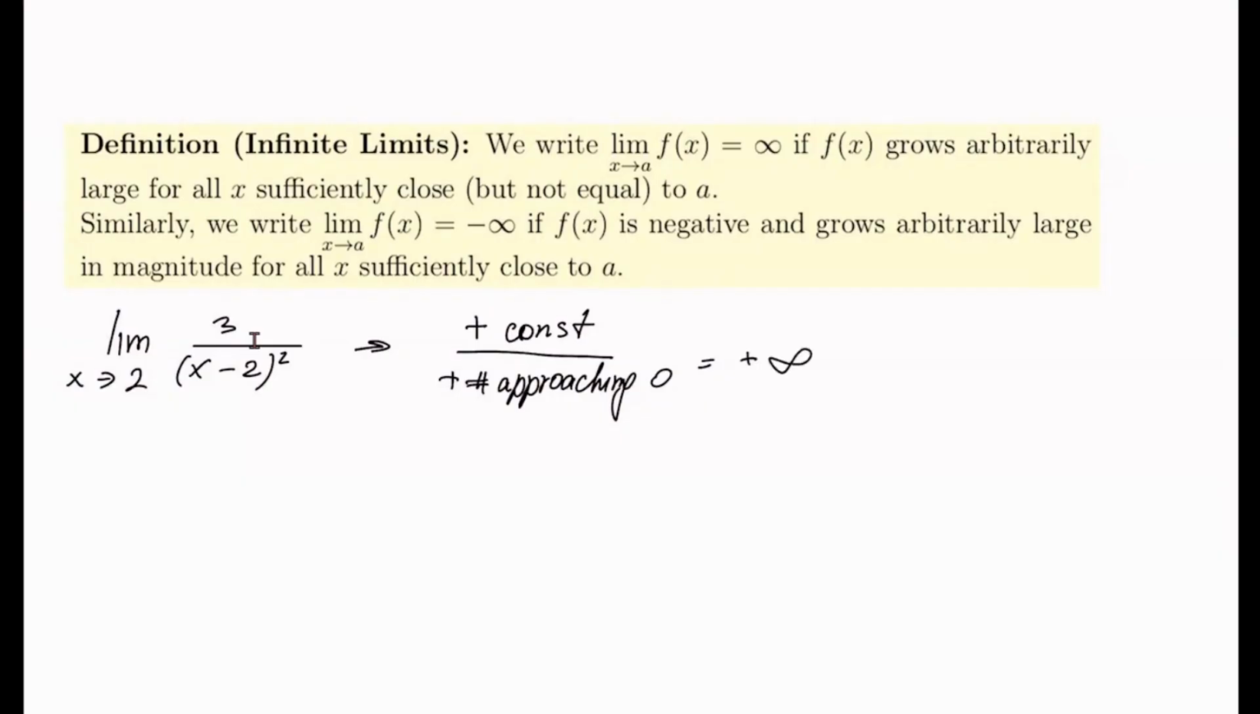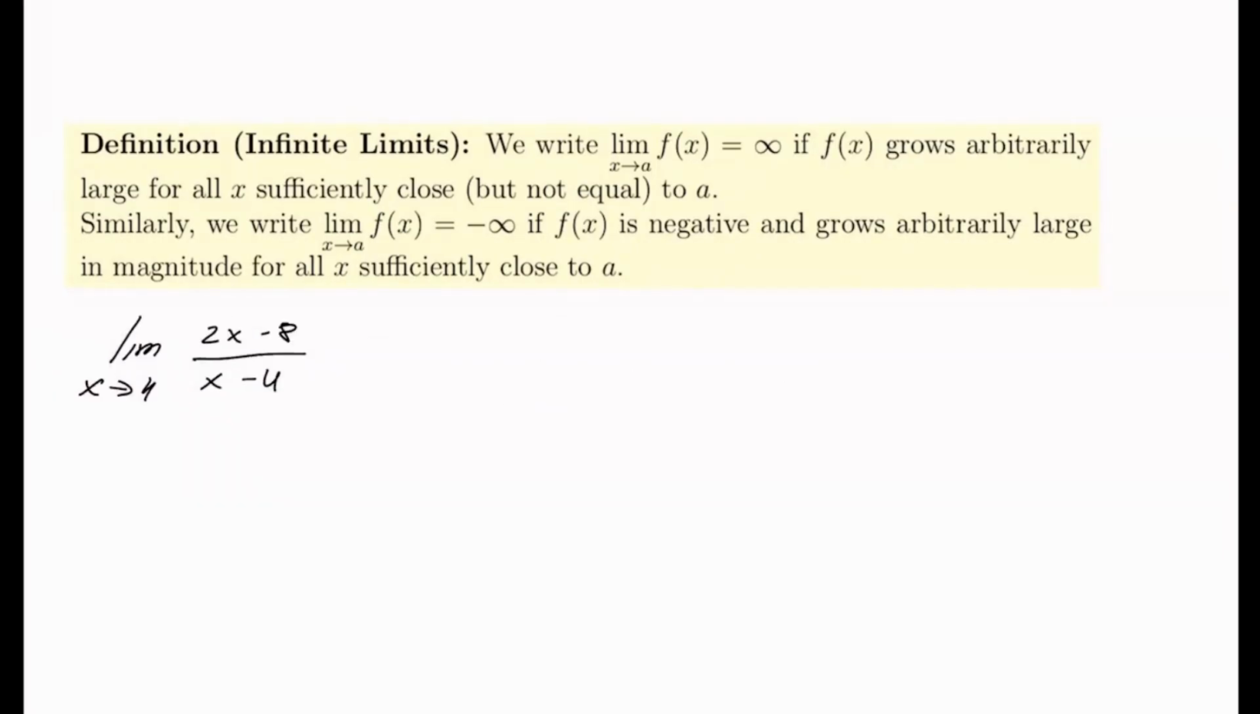Therefore, the limit would be equal to infinity. Now here's where things get interesting. Consider the limit of (2x - 8)/(x - 4) as x approaches 4. Let's think about this carefully. When we plug in 4 directly into the function, we have (2 times 4 - 8)/(4 - 4). We get this form 0 over 0, an indeterminate form.